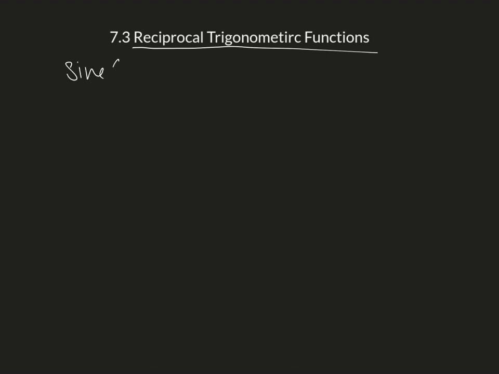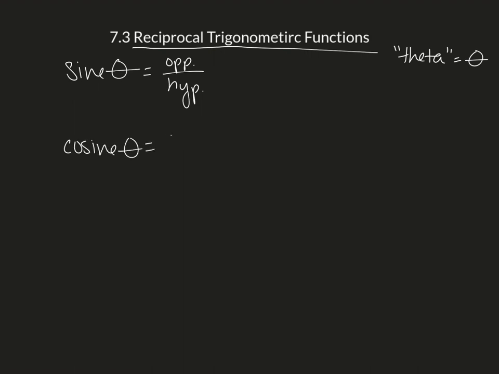So we have sine of theta. And just as an aside, remember that is theta. That is what we use to represent angles. It is a Greek letter, theta, T-H-E-T-A. So sine of theta, that was our opposite over the hypotenuse. Then we had cosine of theta, and that was the adjacent over the hypotenuse. And we also had tangent of theta, and that was the opposite over the adjacent.